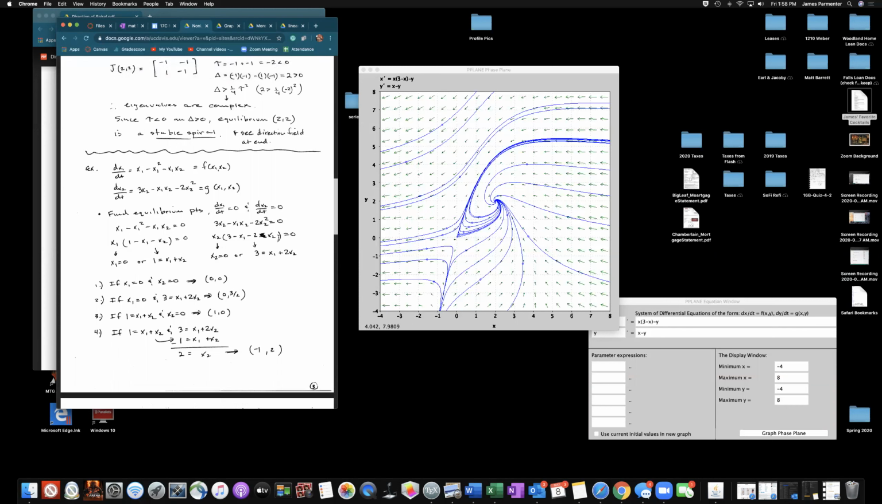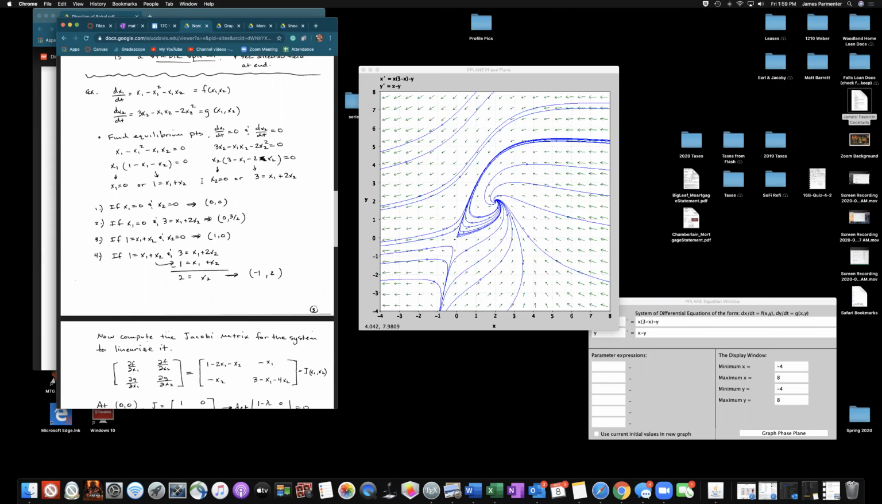So we do, I mean, you can see the work there probably. It's already there. So, right, we have 1 equal to x1 plus x2 and 3 equal to x1 plus 2x2. We subtract these equations to get 2 equal to x2. So x2 is 2, and then x1 has to be negative 1. And that solves this equation and this equation simultaneously. So there's 4 different equilibria.